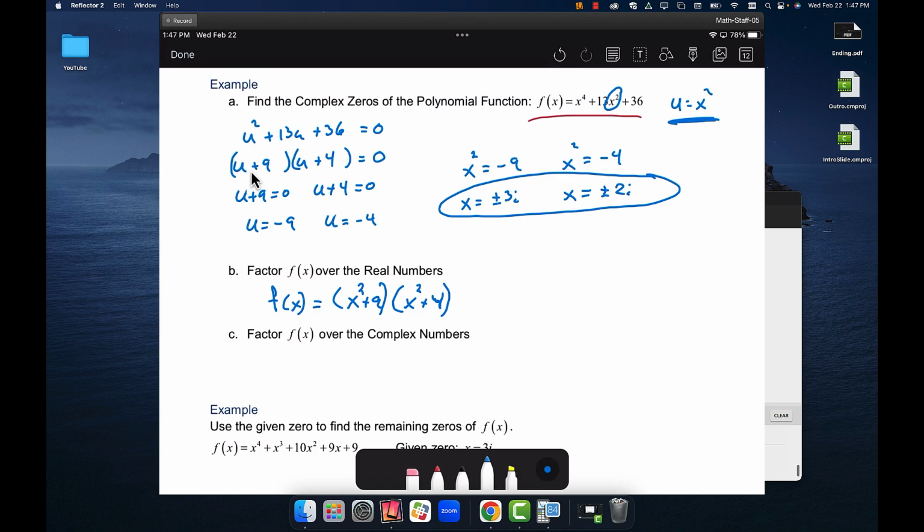If we want to factor over the complex numbers, we can use the zeros that we just found. f of x is equal to x minus the first zero, 3i. And then we have x minus the next zero, -3i. That's going to make this plus 3i. Then we have x minus the next zero, 2i. And then x minus the next zero, which is -2i, making this x plus 2i. And now we have the polynomial factored over the complex numbers.